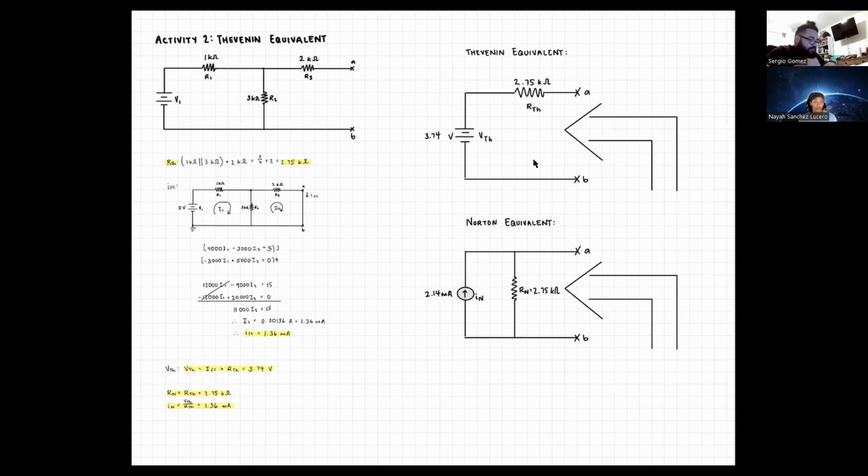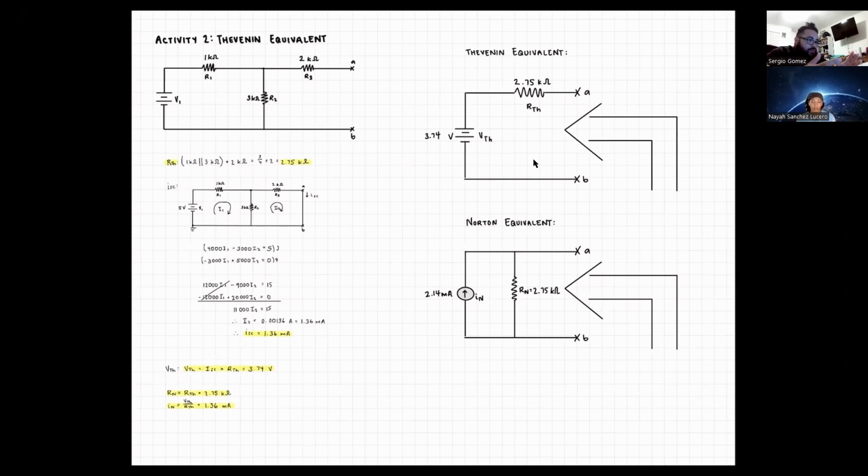and then we moved over to short circuiting the entire circuit. With the entire circuit short circuited, we found that we had an amperage of 1.36 milliamps. Now, with this 1.36 milliamps and the theoretical resistance of 2.75 kilo ohms, we use Ohm's law once again to find a theoretical voltage of 3.75 volts. So we went ahead and presented it here on the Thevenin equivalent. So 3.74 theoretical voltage with a resistance of 2.75 kilo ohms.